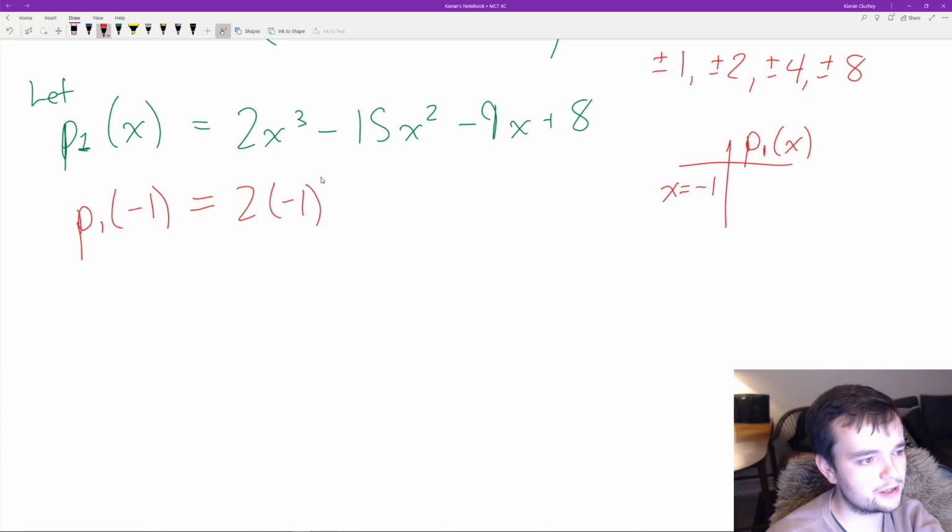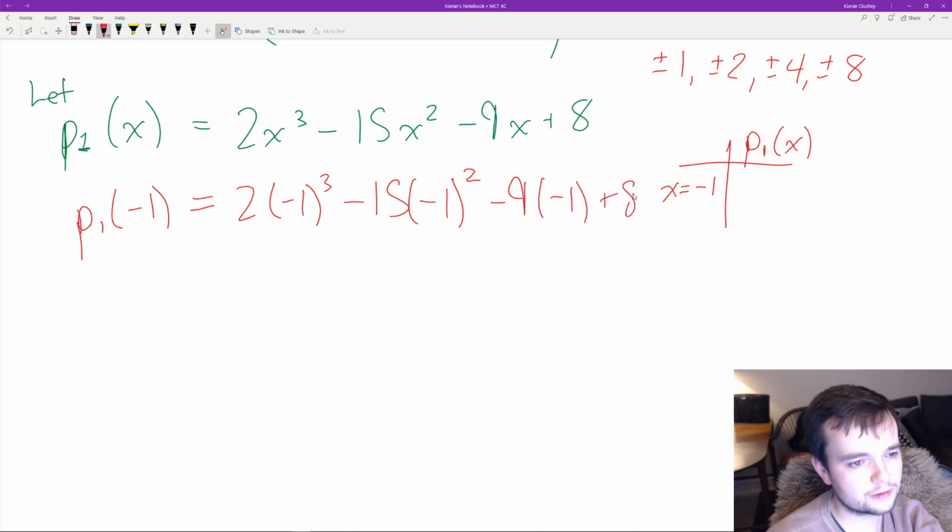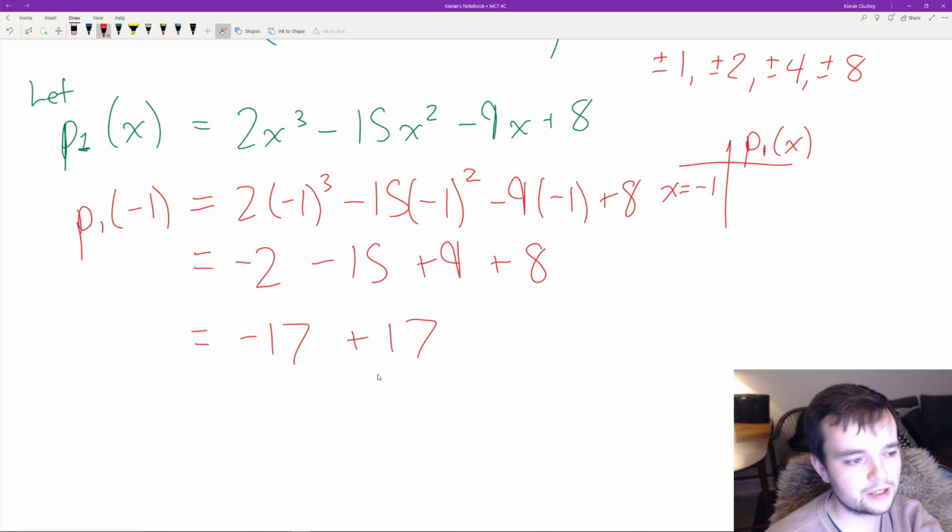And we have here 2 times negative 1 to the power of 3. I keep substituting in brackets, and now I will evaluate. So negative 1 to the power of 3 is negative 1, so I have negative 2 here, minus 15, because this is a positive 1. Negative 9 times negative 1 is positive 9, and then plus 18. So let's see what we have here. If I add my negatives together, they are negative 17, and look at this, I have positive 17 as well. So in other words, this is 0.